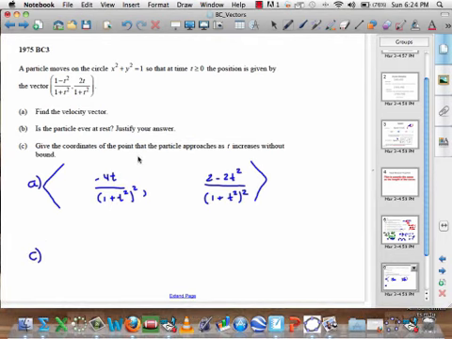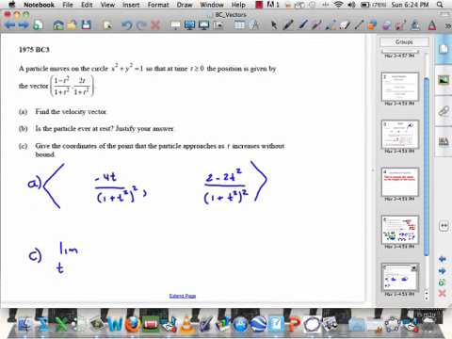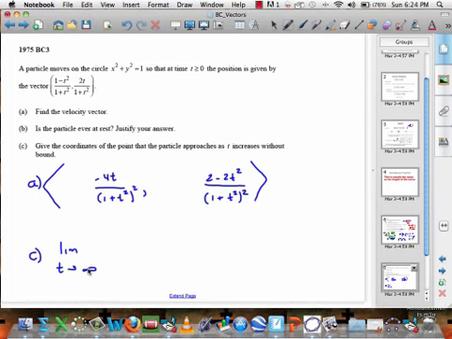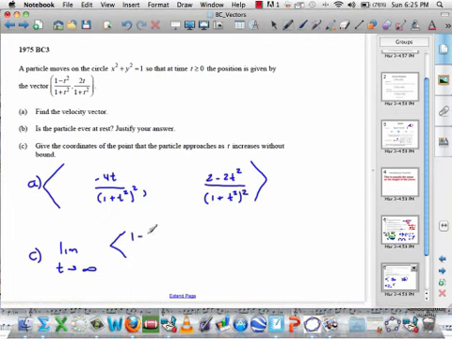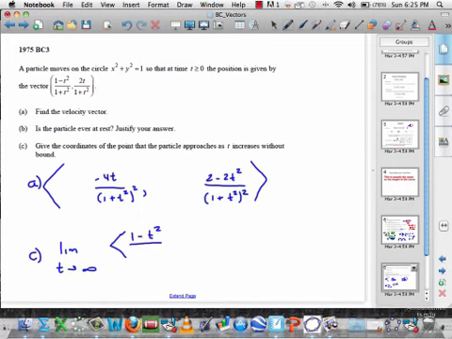As t increases without bound means as t goes to infinity. So you're asked to find the limit as t goes to infinity, now of what? The coordinates of the point. Well, what determines the coordinates of the point is the position vector. So in other words, what does the x-coordinate approach as t gets huge? Well, the x-coordinate is determined by this function right here, and the y-coordinate is determined by the y-component of the position vector, which is right here.